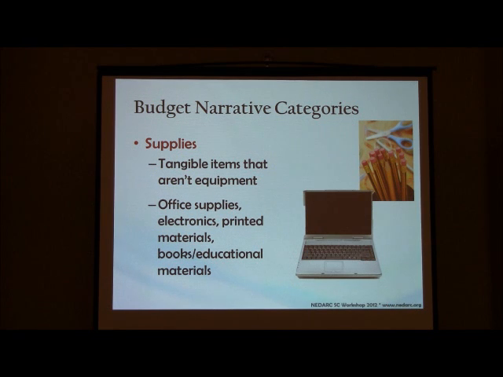Supplies, this is where you would put something like a laptop, because these are things that are less than 5,000. They include everything from pencils and pens and paper clips and that type of thing to laptops, books, educational materials, things that you would need to use to send out survey invitations and that kind of thing.